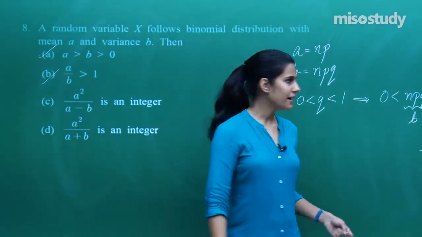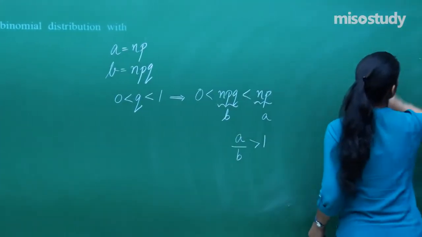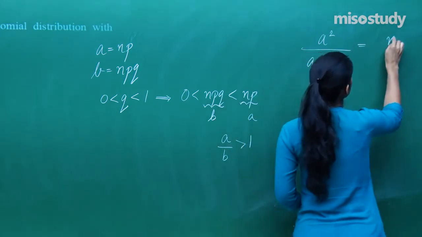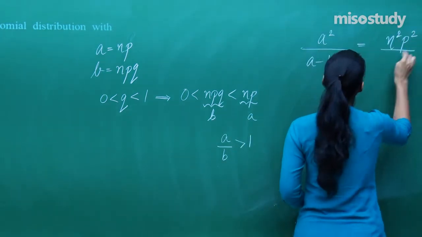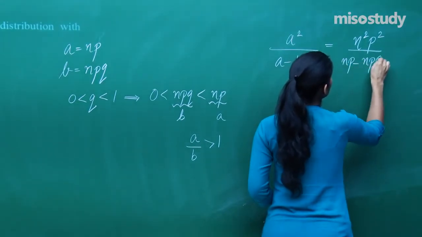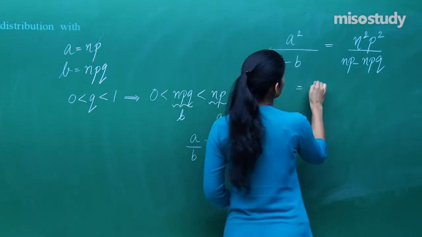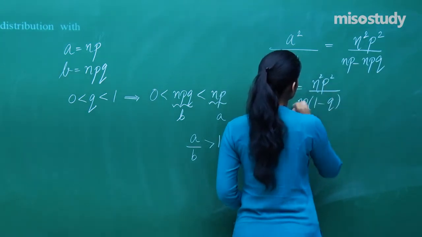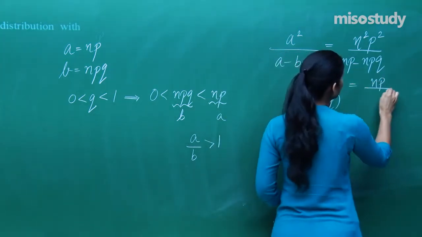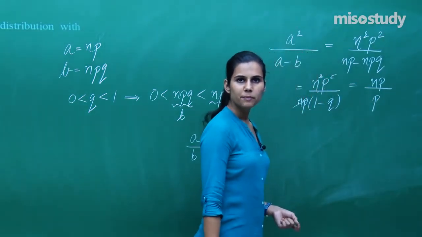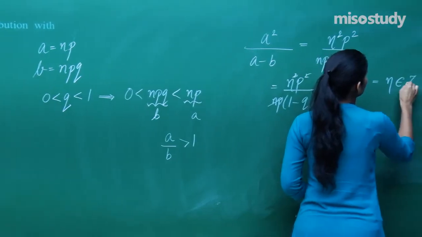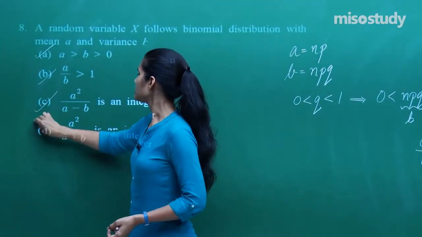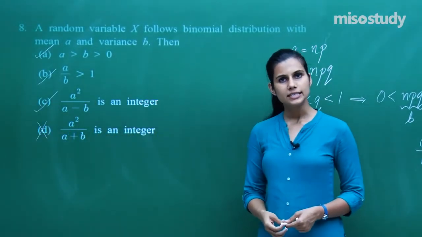Then it says A square upon A minus B. Let's talk about that. A is NP, so A square is N square P square upon A minus B. Right? So this becomes N square P square, NP common, 1 minus Q. So NP cancels, you have NP upon 1 minus Q, but 1 minus Q is nothing but P, because P plus Q is 1. So you get N, which is definitely an integer. So yes, A square upon A minus B is an integer, and therefore this option is not an integer. So the correct options are A, B and C.